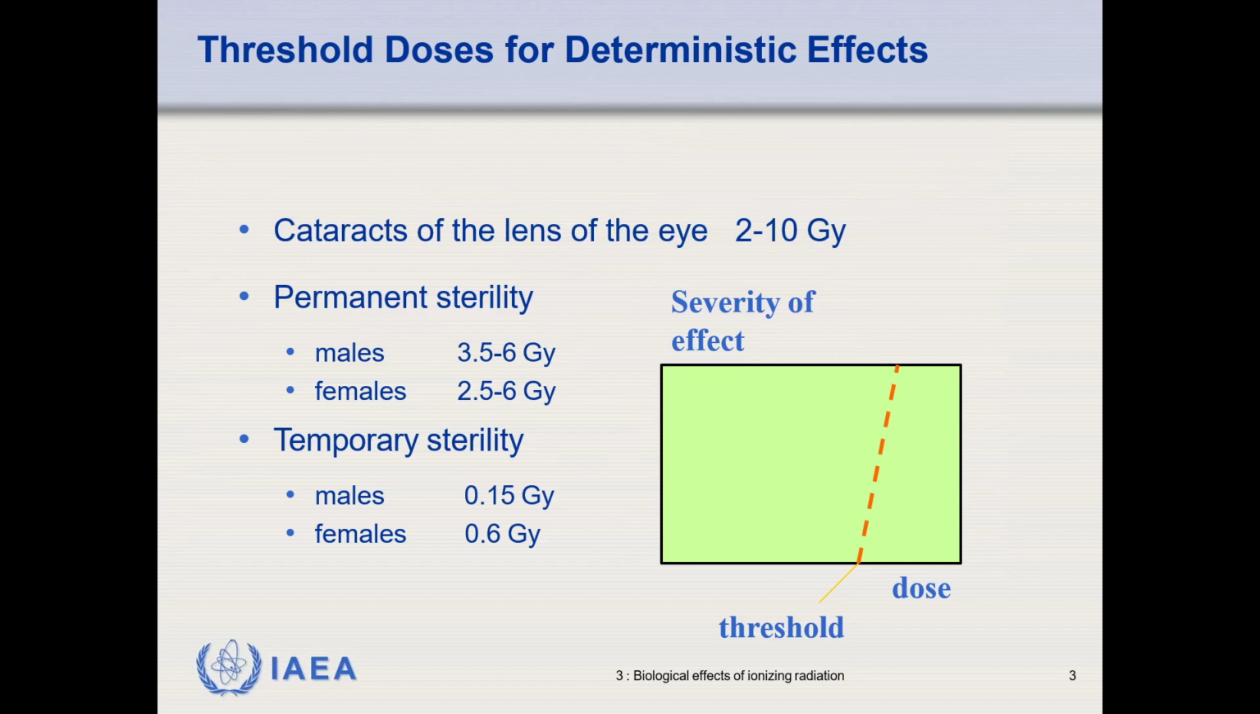Okay. So, kung titingnan nyo dun sa temporary sterility, so bakit kaya mas maliit yung threshold sa males compared sa females? Bakit kaya? Bakit kaya mas mababa yung threshold sa temporary sterility for males compared sa females? Ang laki, oh. Ang difference niya is 0.5 gray. So, anybody who has an idea why the threshold is much lesser in males than in females. Bakit kaya?